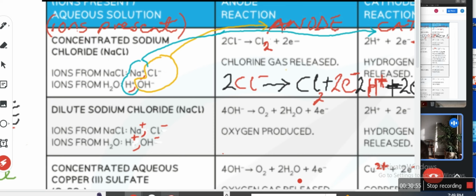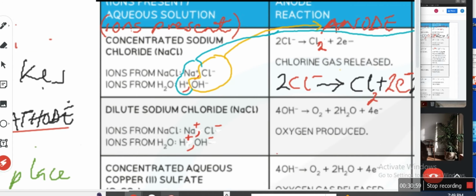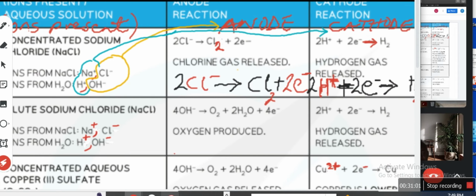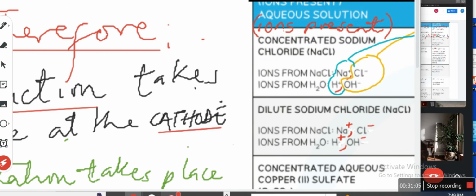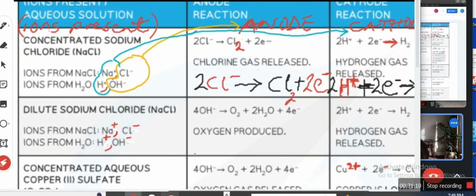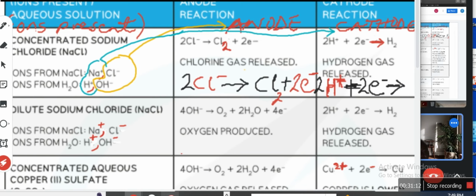I've mentioned two things that determine which one is chosen. What are the two things? The position in the reactivity series. For metals, the lower one in the reactivity series will be preferred, like hydrogen was preferred at the cathode, whilst sodium was ignored.